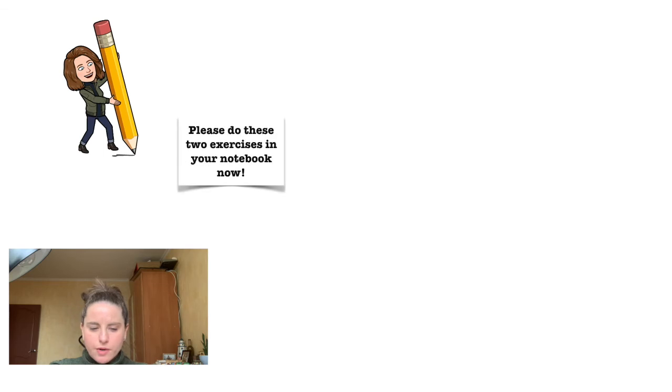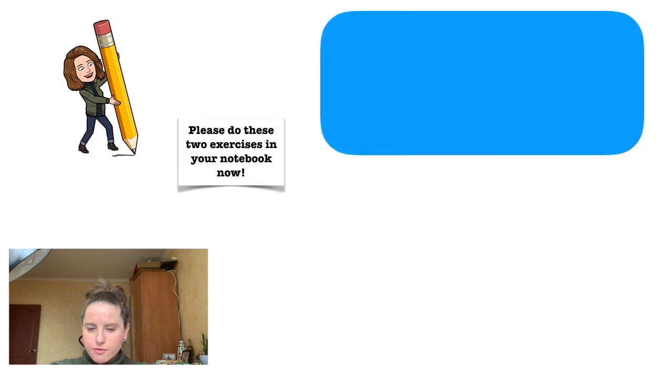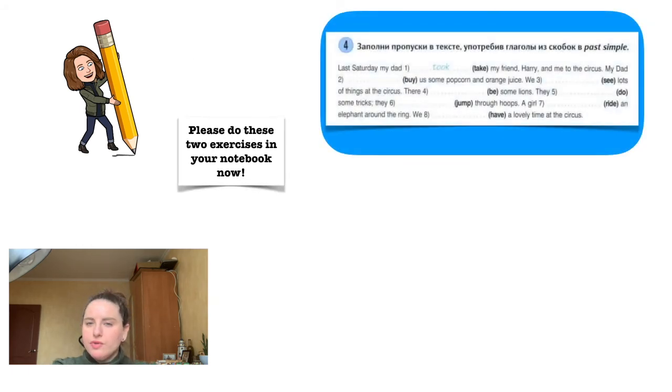Okay, so now I want you to do these 2 exercises in your notebook now as well, okay? So our first exercise here, you need to take this verb and change it into its irregular past simple form. All right. Please do not just write number 1 took, number 2 bought. Please write the whole paragraph.